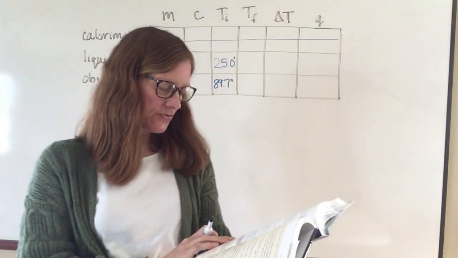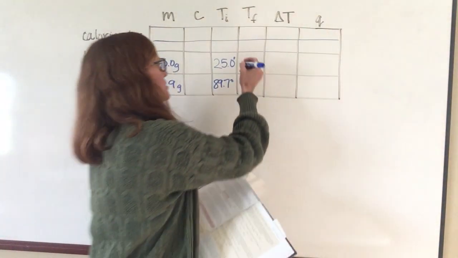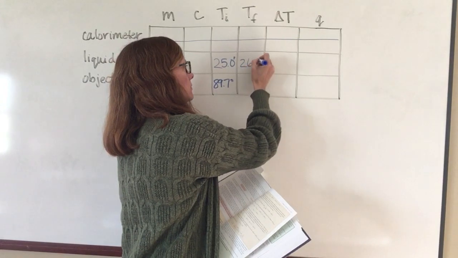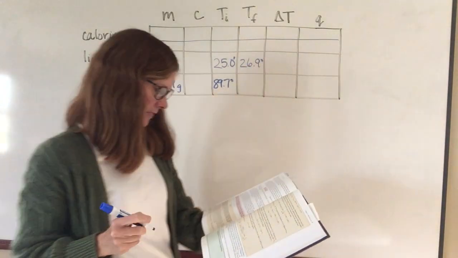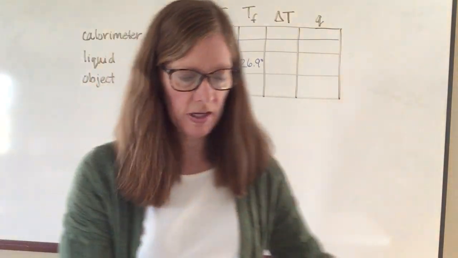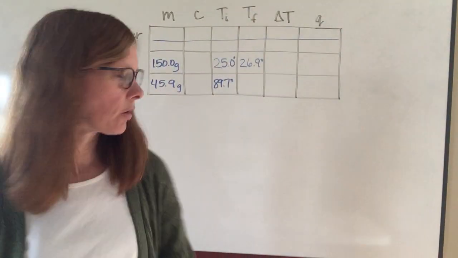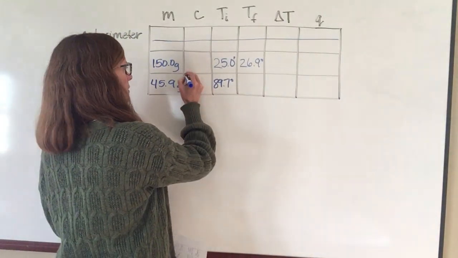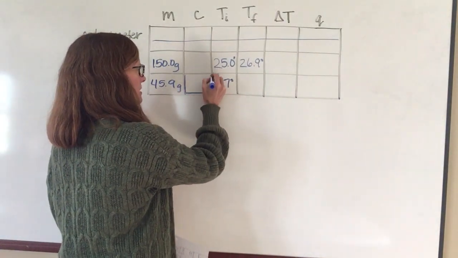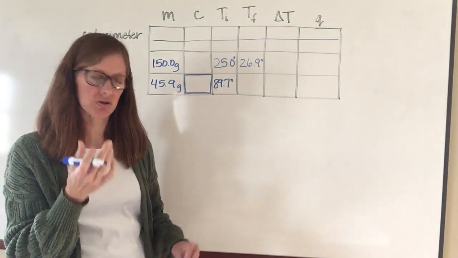And by the end of the experiment, the temperature increased to 26.9 degrees Celsius. What is the specific heat of the metal? Ignore the heat absorbed by the calorimeter. Okay, so I am looking for this piece right here. Question is, do I have enough information to find that?